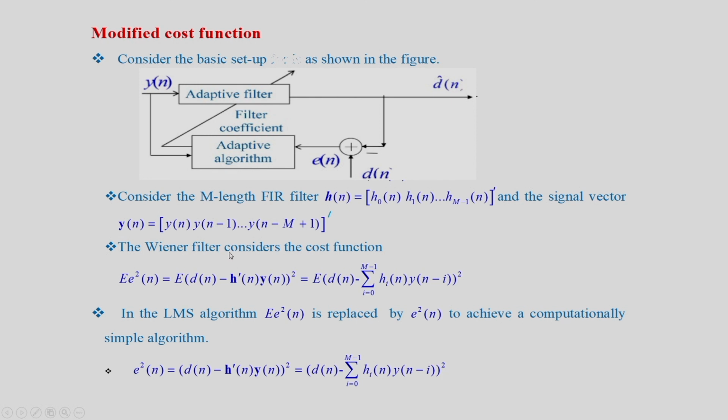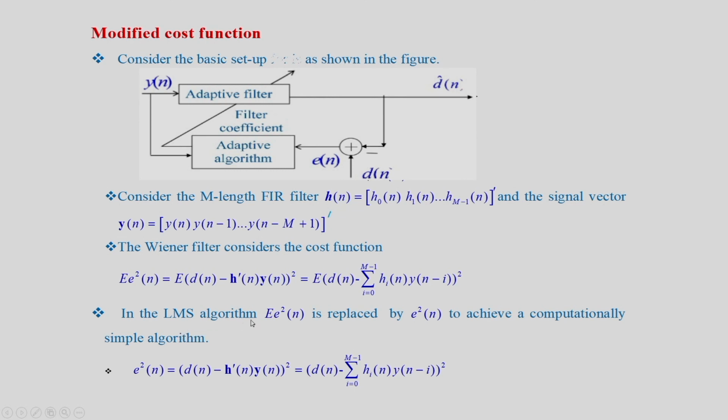The Wiener filter considers the cost function expected value of e²(n), that is the mean square error, that is equal to E of (d(n) minus, this is the filtered output, h transpose(n) times y(n)) whole square, and this we can write as E of (d(n) minus summation h_i(n) times y(n-i), i going from 0 to m-1) whole square.